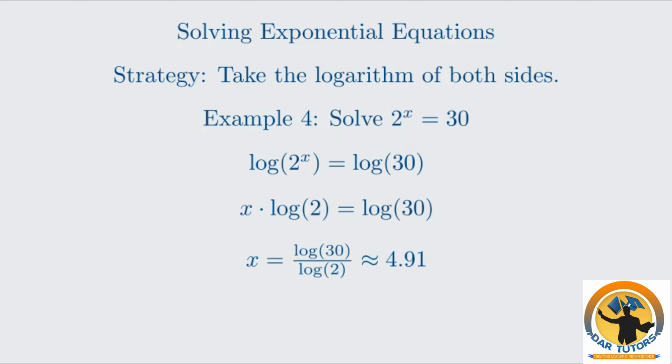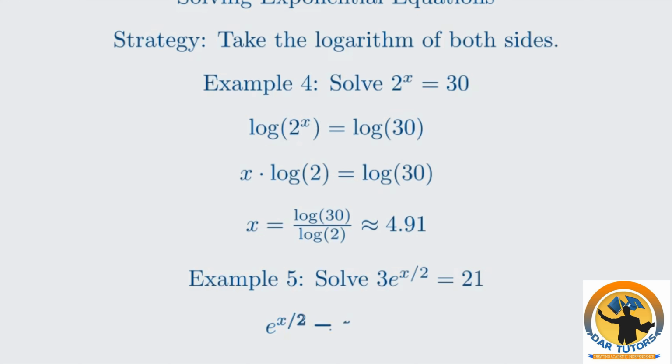Let's try another one, this time involving the natural logarithm. Solve for x in the equation 3 times e to the power of x over 2 equals 21. First, we need to isolate the exponential term. We can do this by dividing both sides by 3. 21 divided by 3 is 7. So the equation becomes e to the power of x over 2 equals 7.